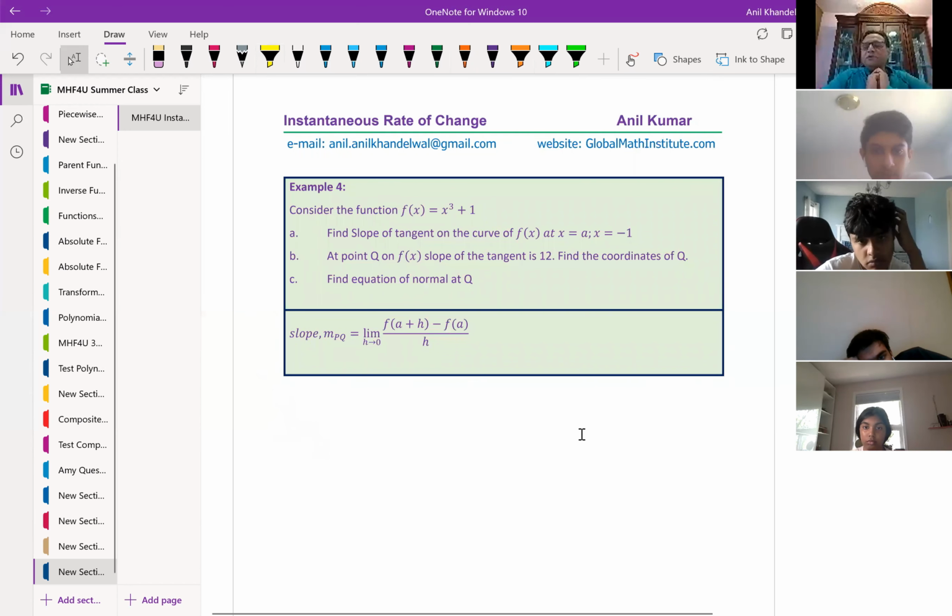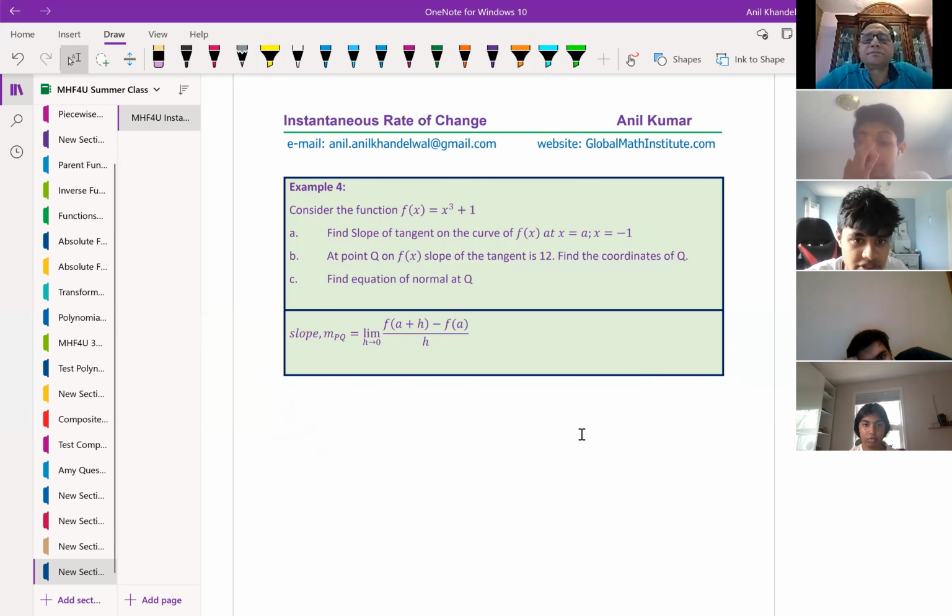Example number 4. Hamza, can you please read this example? Consider the following: f of x equals to x cubed plus 1. Find the slope of the tangent on the curve of f of x at x equals -1. At point q on f of x, slope of the tangent is 12. Find the coordinates of q and find equation of normal at q. That is a real test problem. This is what you're going to get, correct? Hamza. So yes. Yeah. Yes. Continue.